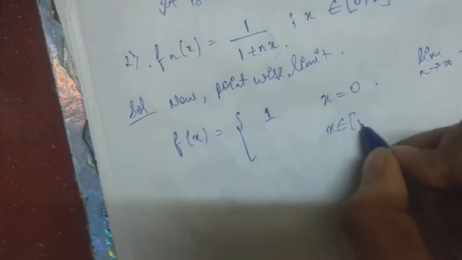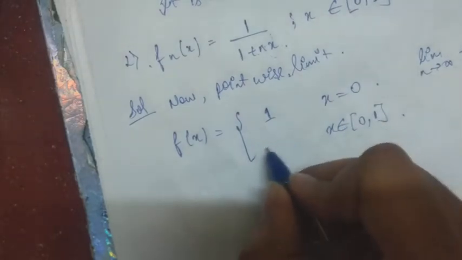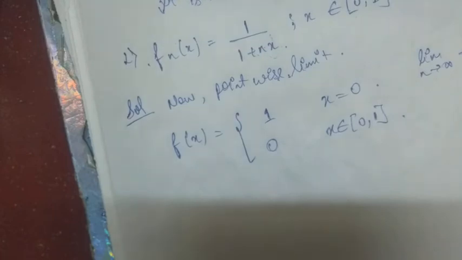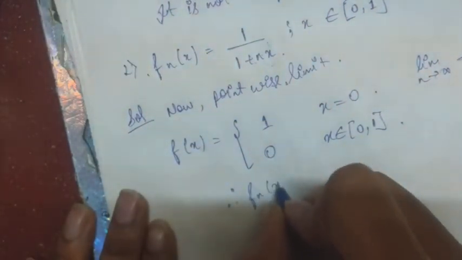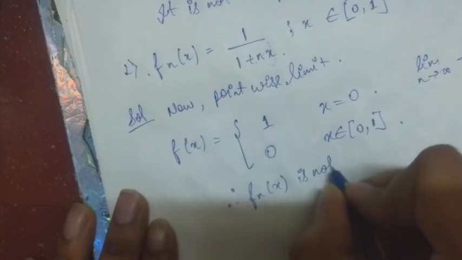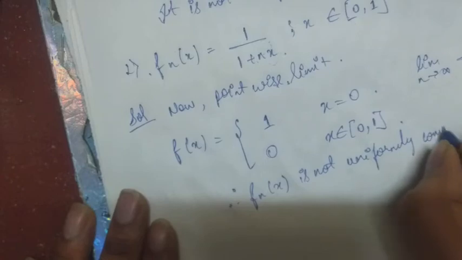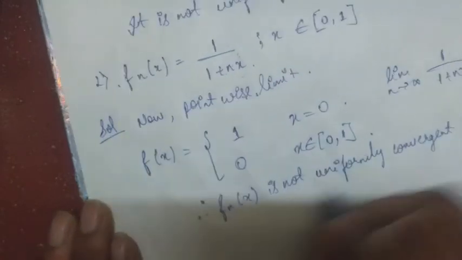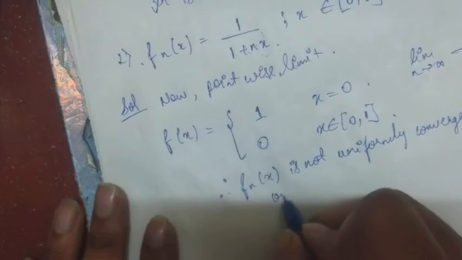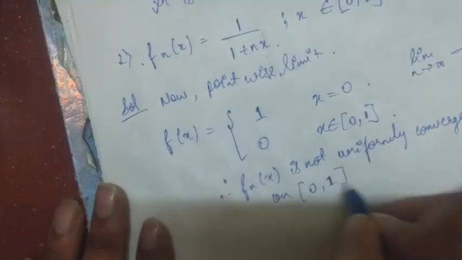Hence the limit function is 1 at 0 and 0 elsewhere. This is a discontinuous function, so it is not uniformly convergent. Therefore f_n(x) is not uniformly convergent on the closed interval [0, 1].